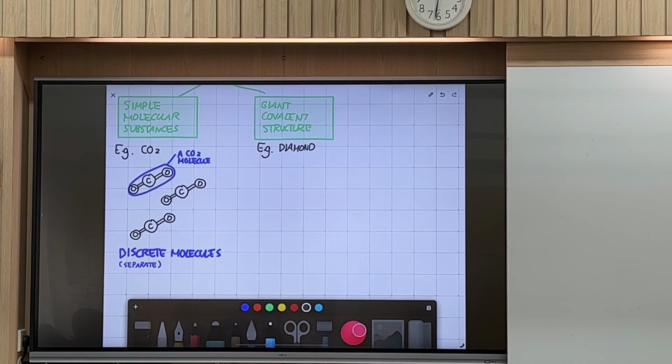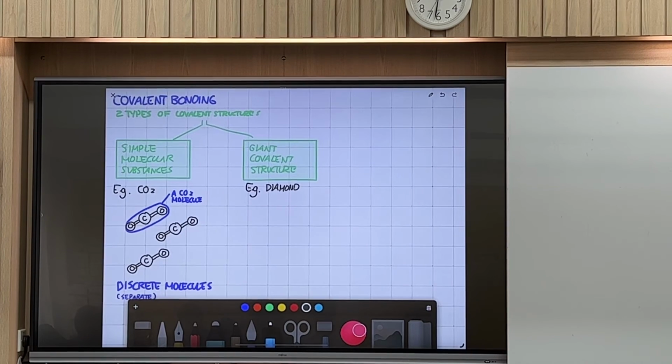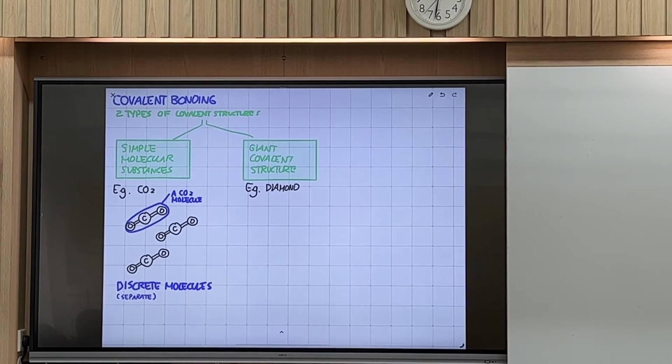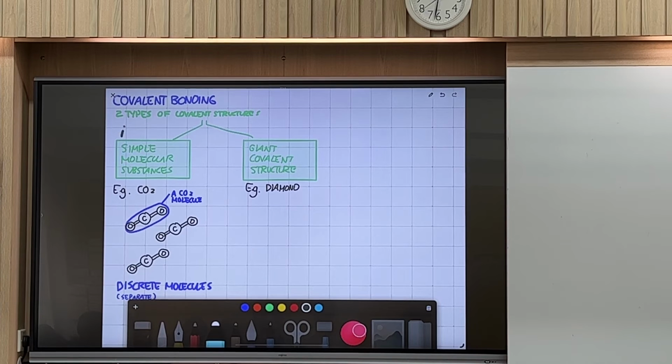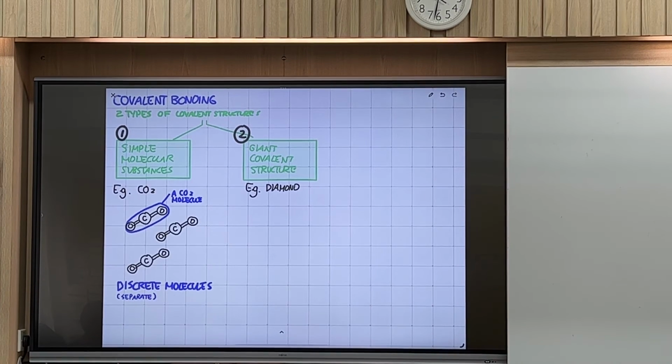Well, diamond is a very different story. So there are two types of covalent structures: the first type and the second type, in no particular order. Now, pay attention to how we draw diamond, because they will ask you to draw it in the exam.